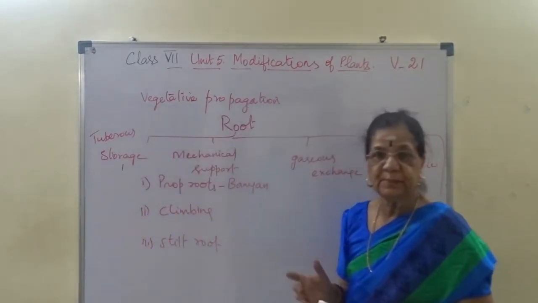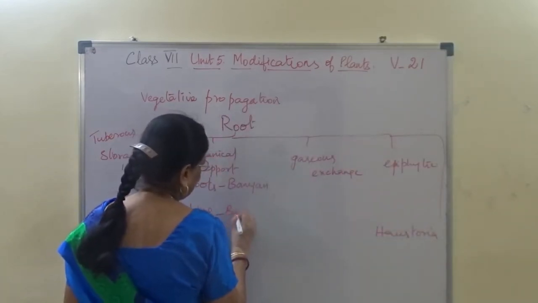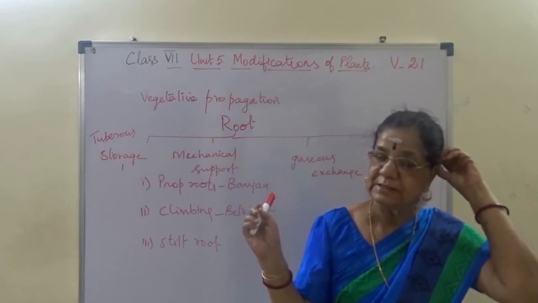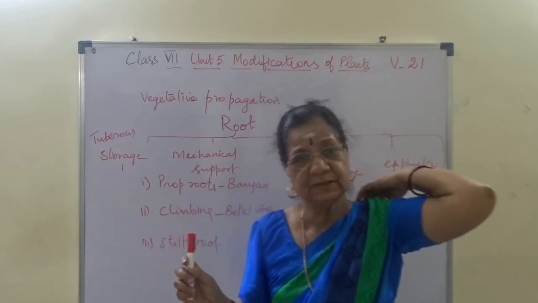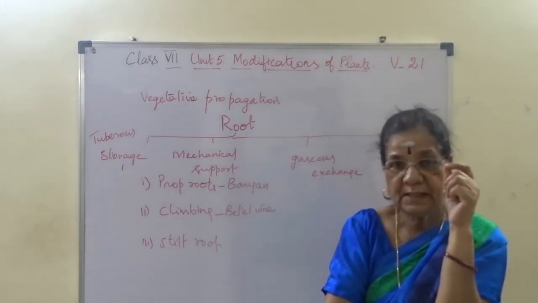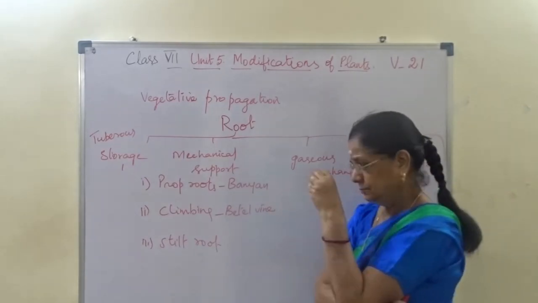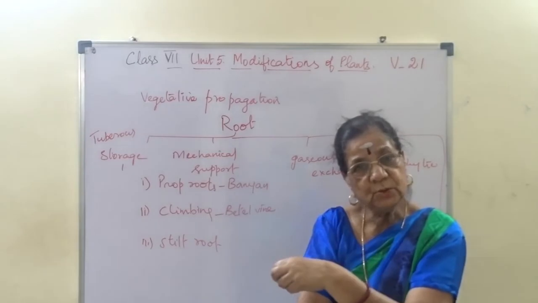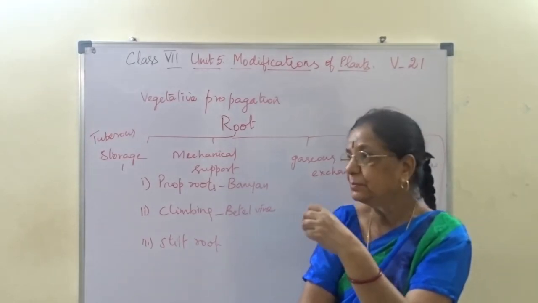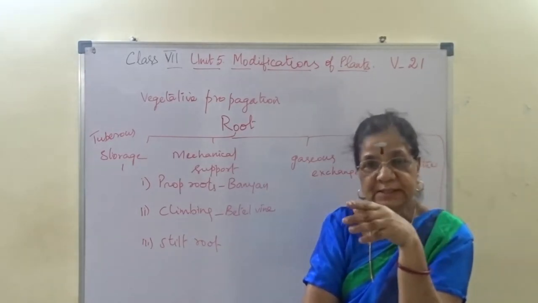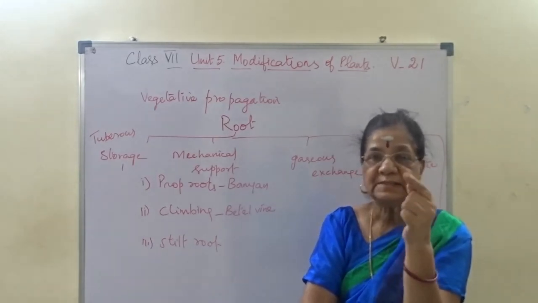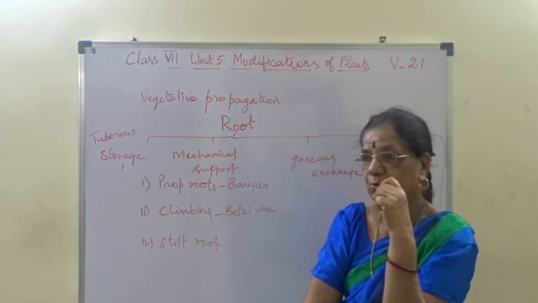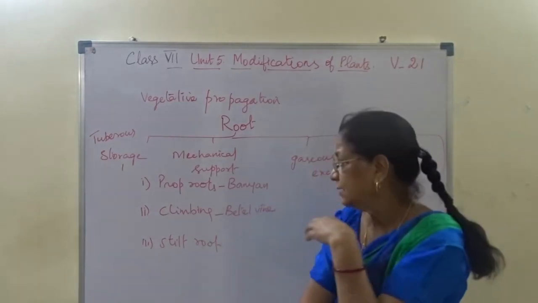The next one is climbing root. Example beetle vine. It is having a normal original root in the soil, but it is a weak stemmed plant and it cannot grow erect, so it needs a support. So it is having small brownish structures which climb around the support, that is called climbing root. Example beetle vine. So the third one is stilt root.